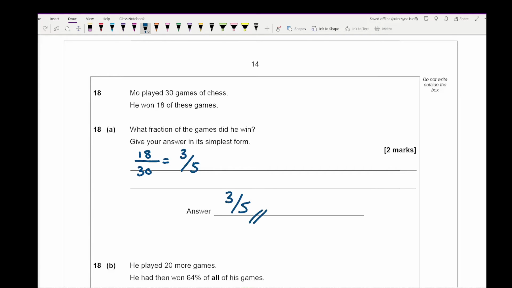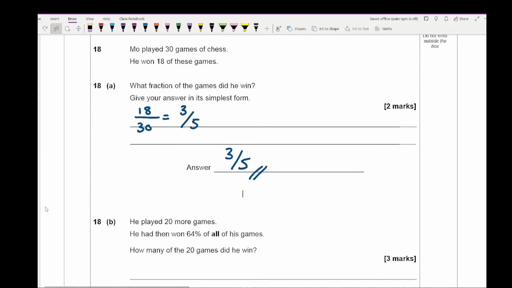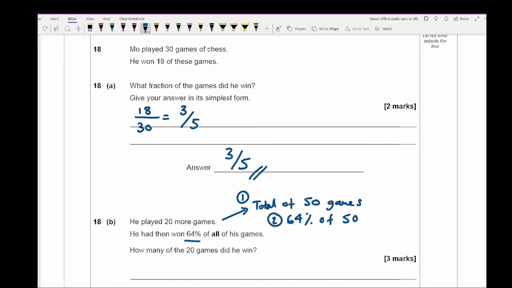Then for question B, it says he played 20 games more. He had won 64% of all his games. How many of the 20 games did he win? So if you played 20 games more, that means there's going to be a total of 50 games. And then what we need to do is work out 64% of 50.